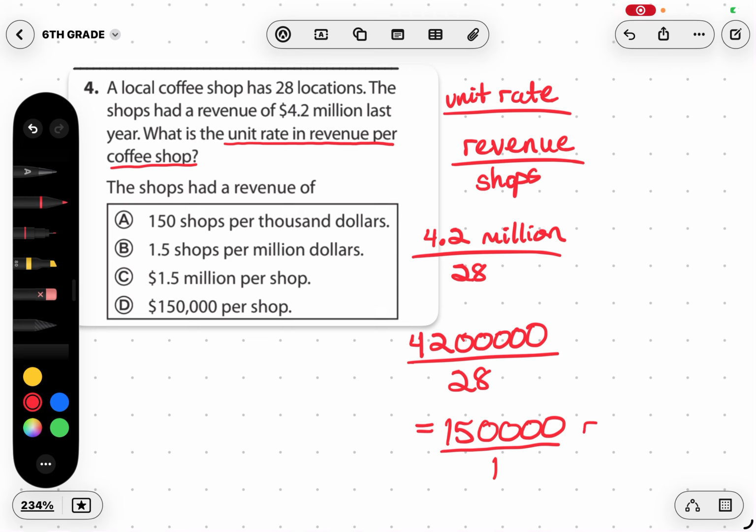So this is the revenue. This is per shop. So here's our correct answer right here, $150,000 per shop.